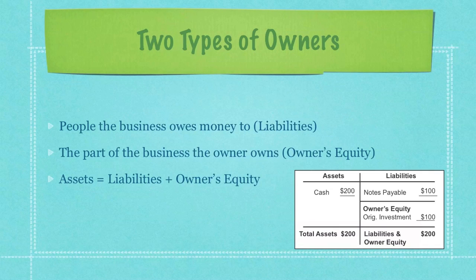Now there are two different types of owners of a business. There are people the business owes money to, or liabilities. See, I changed the right side to the word liabilities. And then there's the part of the business the owner owns. This is known as owner's equity. And you can see here original investment lies under owner's equity, and everything else still equals out.